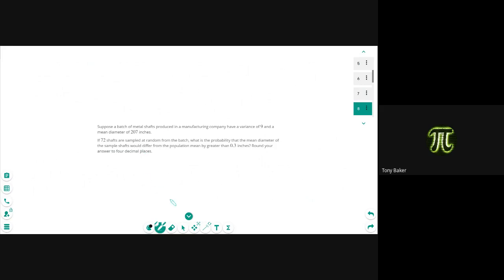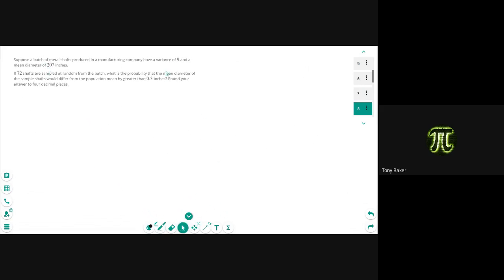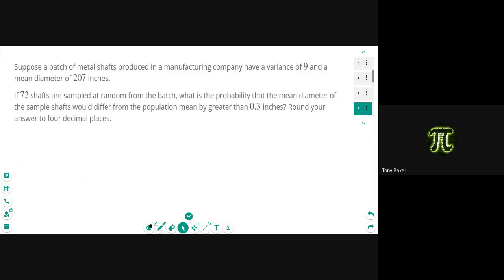Step 9. Suppose a batch of mesh shafts produced in a manufacturing company have a variance of 9 and a mean diameter of 207. What's the difference between variance and standard deviation? Square root. So what's the standard deviation? Right, because it's the square root of 9.